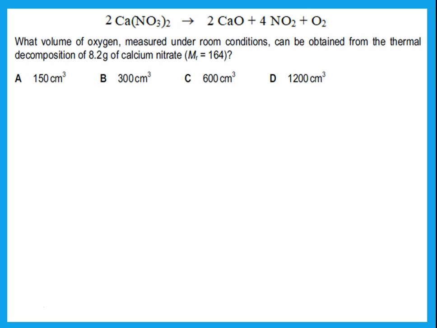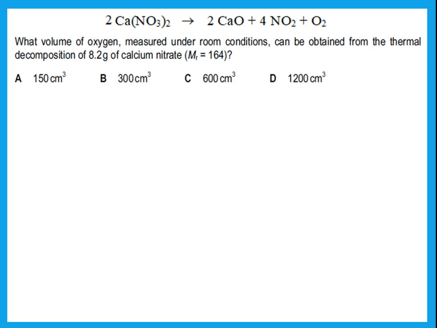Okay, this is a similar reaction but with calcium nitrate. What volume of oxygen? Where is oxygen in the equation? There. And the equation says if I have 2 moles of calcium nitrate, I get 1 mole of oxygen. So what volume of oxygen measured at room temperature can be obtained from the thermal decomposition of 8.2 grams? So I'm starting with 8.2 grams of calcium nitrate, and he was kind enough to give me already the molecular mass of the calcium nitrate, so I don't need to sit down and calculate it.